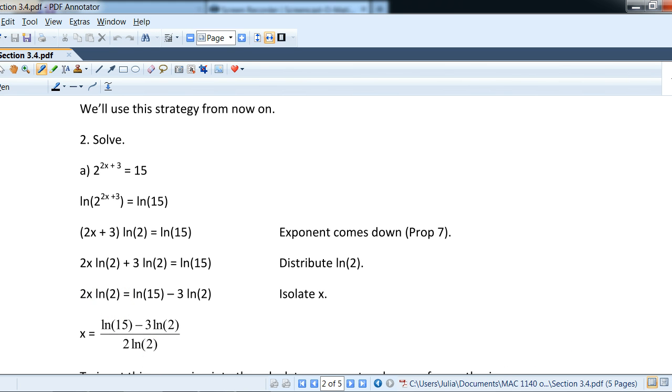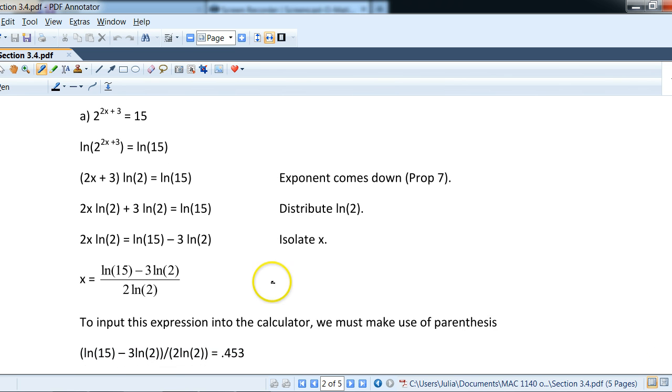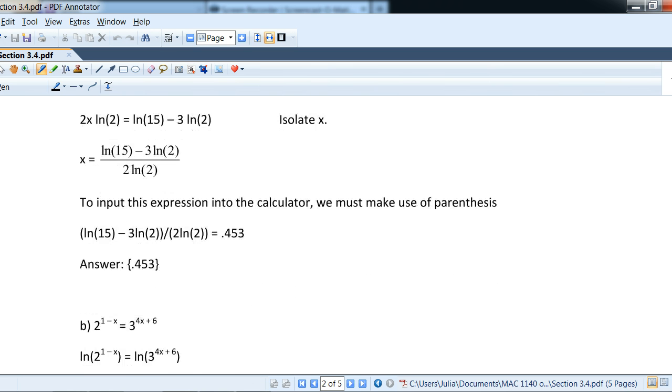So to put it in a calculator, I usually put the top in parentheses. This is how you would do it at once. Don't forget to close the parentheses for the top. Divided by, again, put the whole bottom in parentheses, 2 times ln of 2. If you do not do that, then the order of operations may be different and you may get a different answer. So I'm getting 0.453.